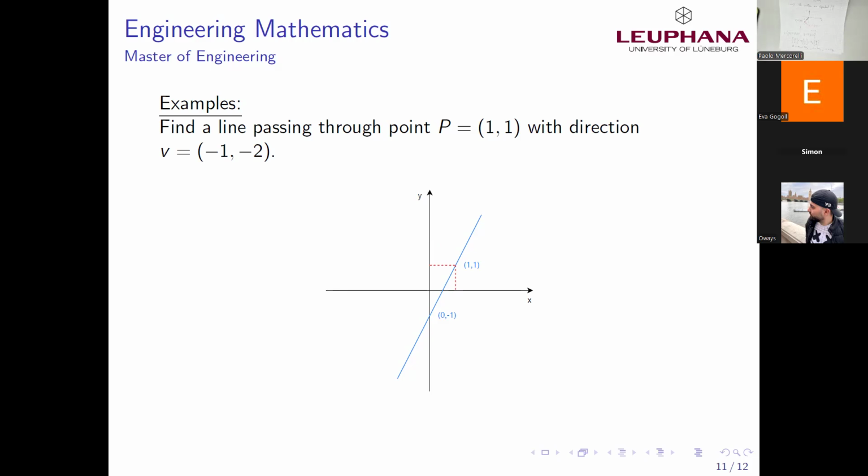Of course, in the exam, I won't put P 1, V minus 1, minus 2. I will put different values. But once done, we also have the graphical solution. But now what I intend as an exam exercise is to calculate the solution. Find a line passing through point 1, 1. It is a vector, yes, but it does not characterize the direction, because the direction is characterized by the vector V.